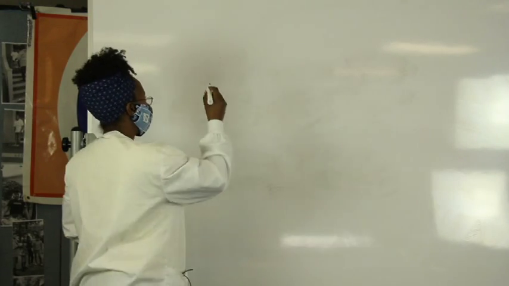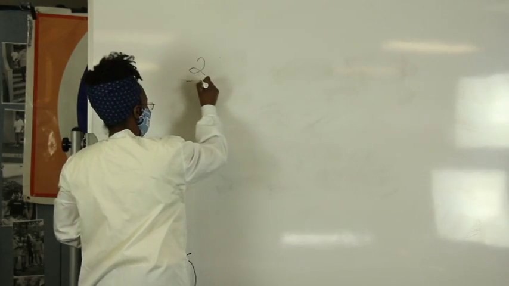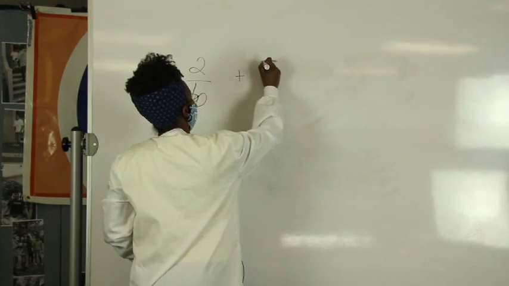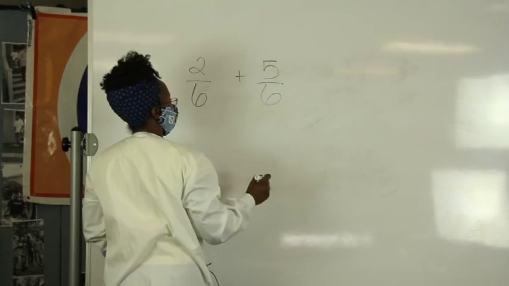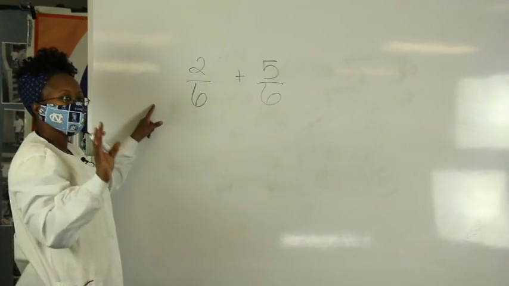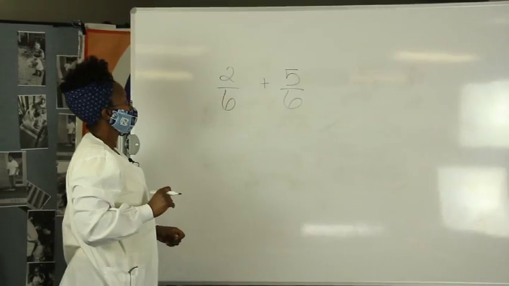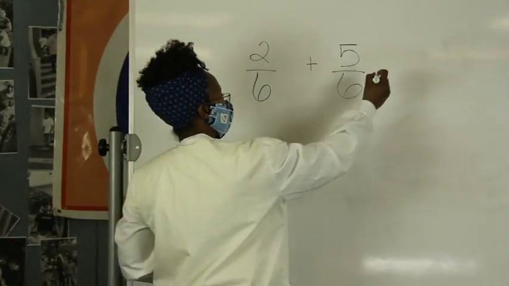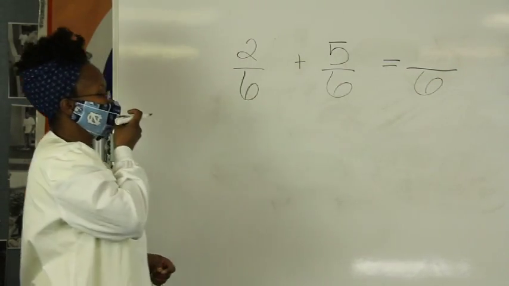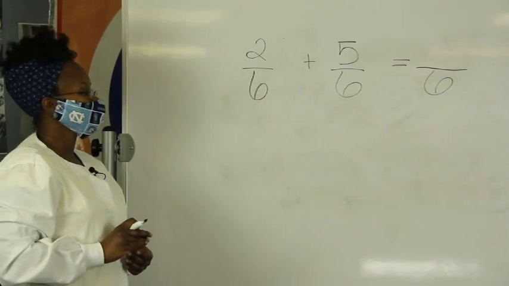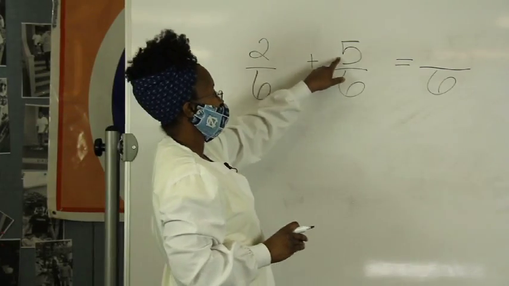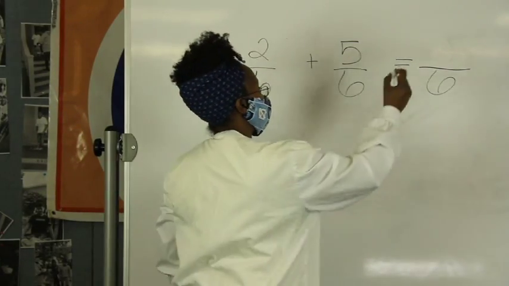Let's do 2/6 plus 5/6. Now, do they both have the same denominator? Yes, they do. So, okay, let's relax a little bit. So, all we're going to do is bring that denominator over to the answer. Now, all that's left to do is to add our numerators. 2 plus 5 equals 7.